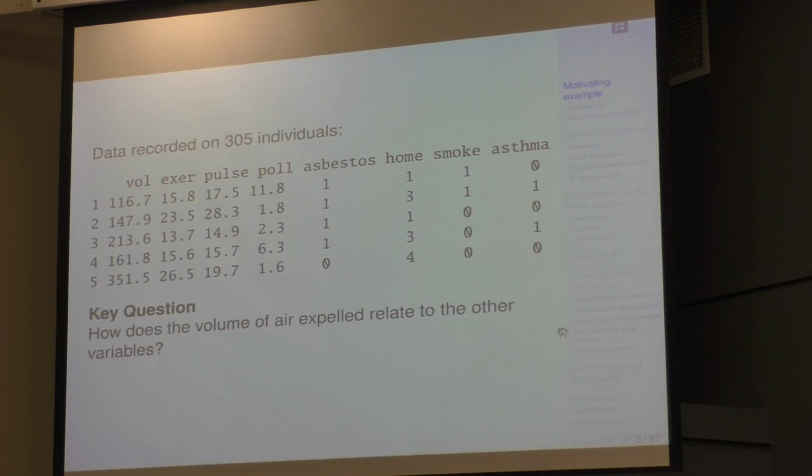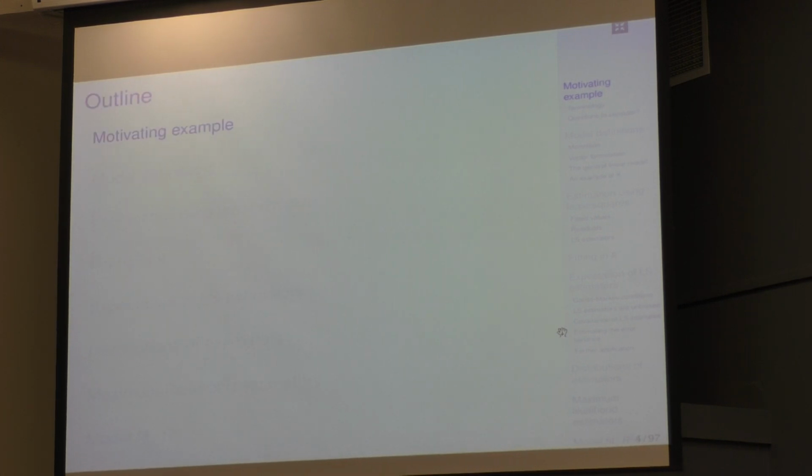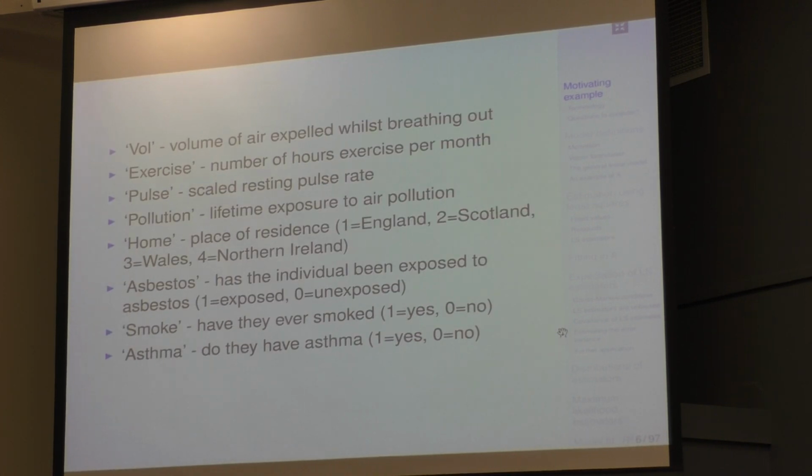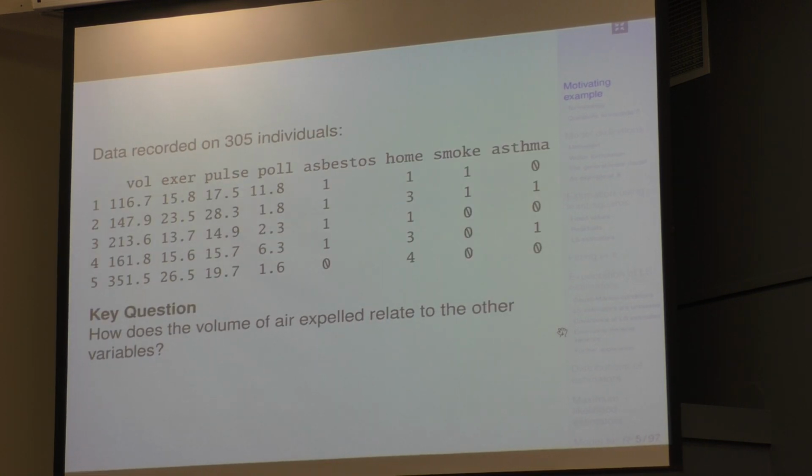Smoke, if people are smoking or not. If people had asthma or not. And the variable home, which here we're looking at different areas in the UK. So 1 stands for England, 2 Scotland, 3 Wales, 4 Northern Ireland. So that gives me an opportunity to talk a little bit about variables in this setup.